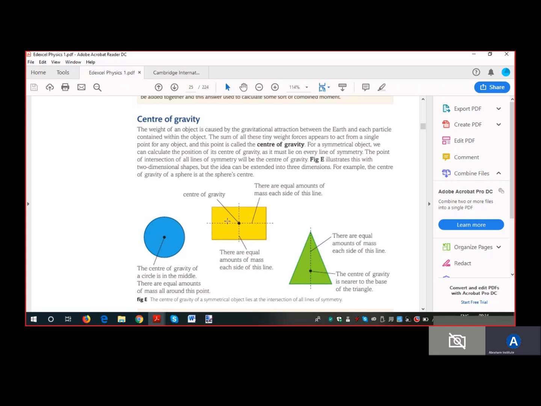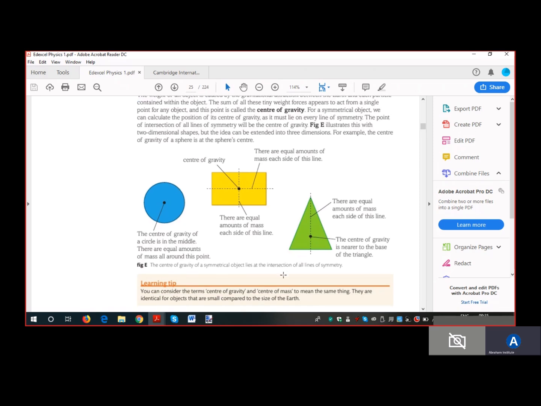A line of symmetry is a line where if you fold it along the line of symmetry, the 2 sides will perfectly overlap. So if you take this rectangle and fold it along this line, then the 2 sides overlap perfectly. That's why it's a line of symmetry. Same thing with the circle. If you fold the circle anywhere along its diameter, the 2 sides of the circle divided by the diameter will overlap perfectly.